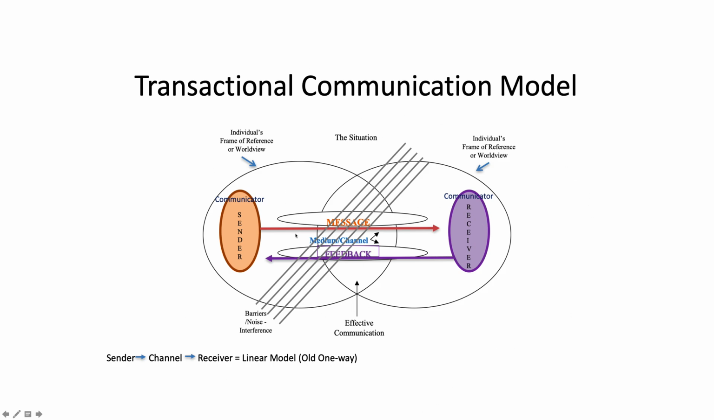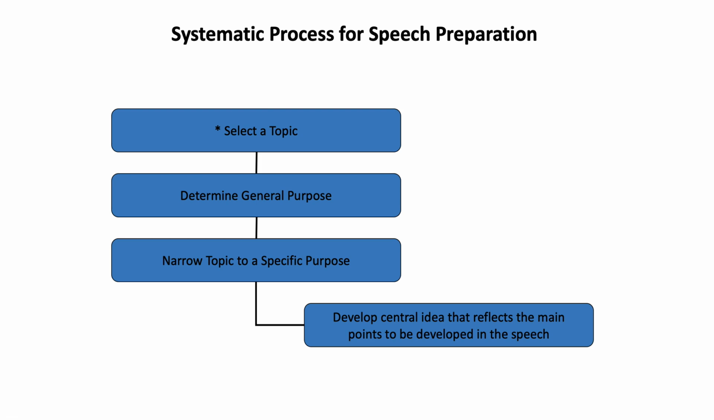And the same thing with developing a speech. So here's a systematic process for speech preparation. You need to select the topic, determine the general purpose of your speech, narrow that topic to a specific purpose, and then develop a central idea that reflects the main points to be developed in the speech. Here, for your informative speech, you will develop 3 main points out of your central idea. So there are 3 main points that you will cover in the body of your speech, and I'll explain that a little bit further.